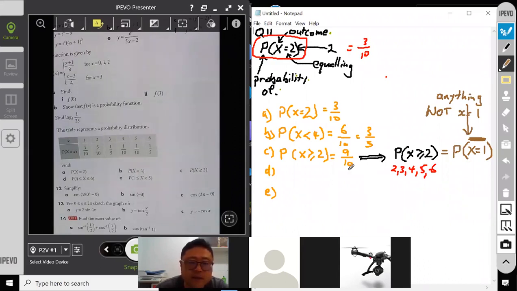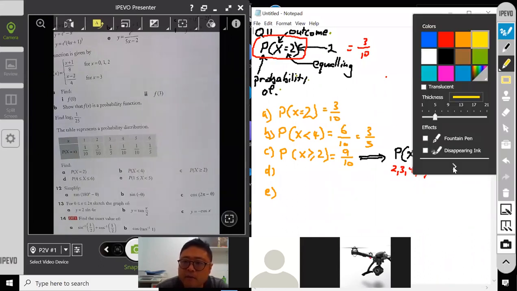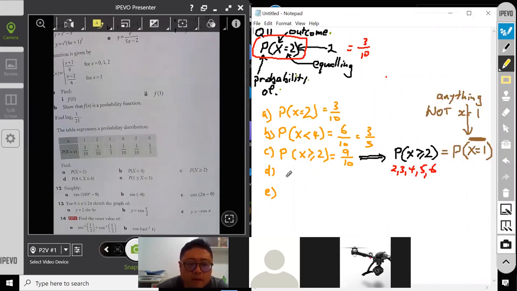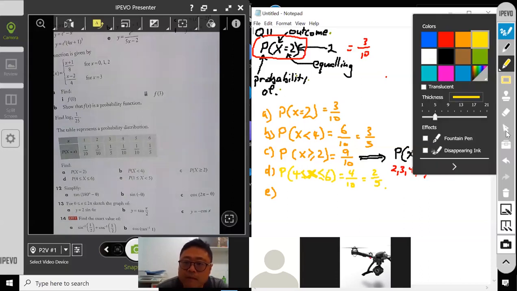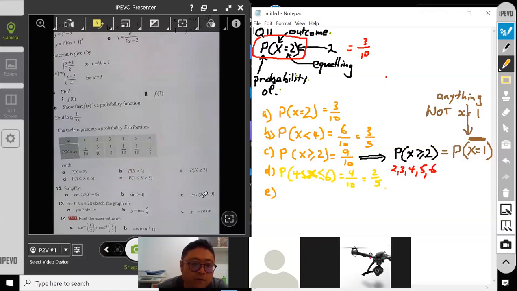All right. So D. Who's doing D? That was me. All right, let's do D. So it's pretty much 4, 5, and 6, which is 4/10, which simplifies down to 2/5. Yes, that's right. So P of 4 less than or equal to capital X less than or equal to 6 is equal to 4 out of 10, which is 2 out of 5. Got it? And who's last? Cameron.